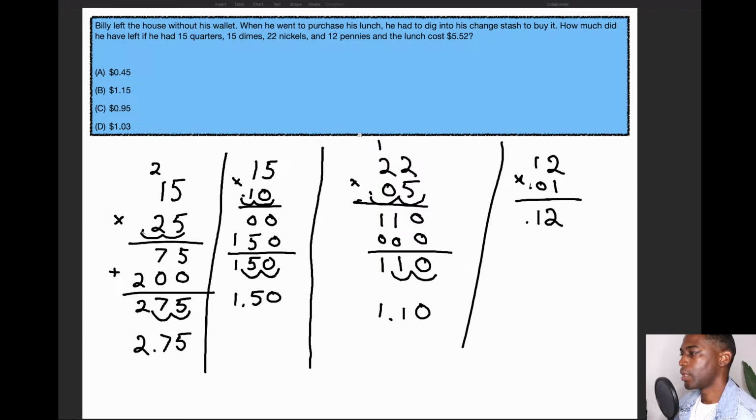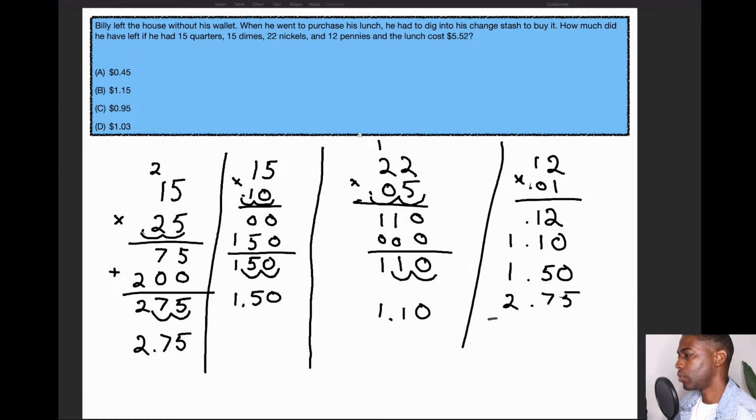What I'll do is bring everything over here. We're going to add our nickels, which is $1.10 worth. We're going to add our dimes, which is $1.50 worth. We are going to add our quarters, which is $2.75 worth.